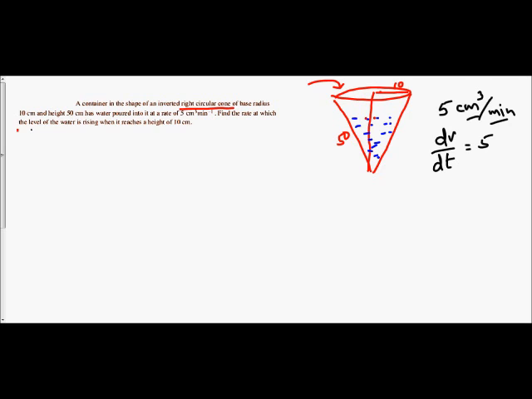Find the rate at which the level of the water, if I call the level of the water h, changes. So you need to find dh/dt. So why did I tell you that this is a special case? Don't worry about this. This is something that has to be substituted at the last.